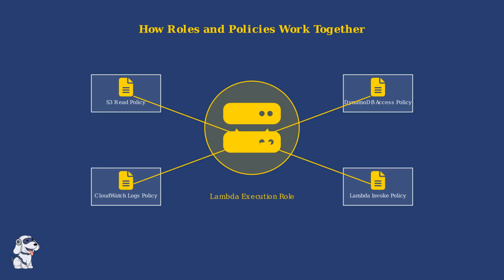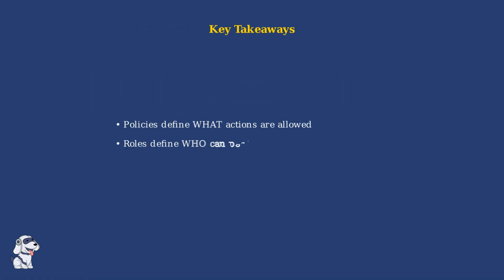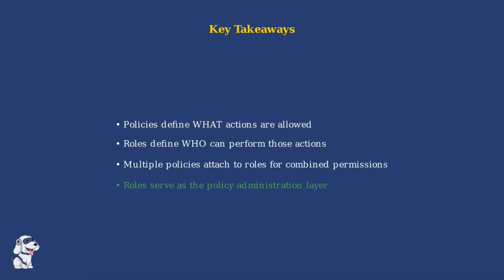Here we see how an EC2 instance role can be transformed into a Lambda execution role, demonstrating the flexibility of IAM role management. To summarize, policies define what actions are allowed, roles define who can perform those actions, multiple policies can be attached to roles for combined permissions, and roles serve as the policy administration layer in AWS IAM.